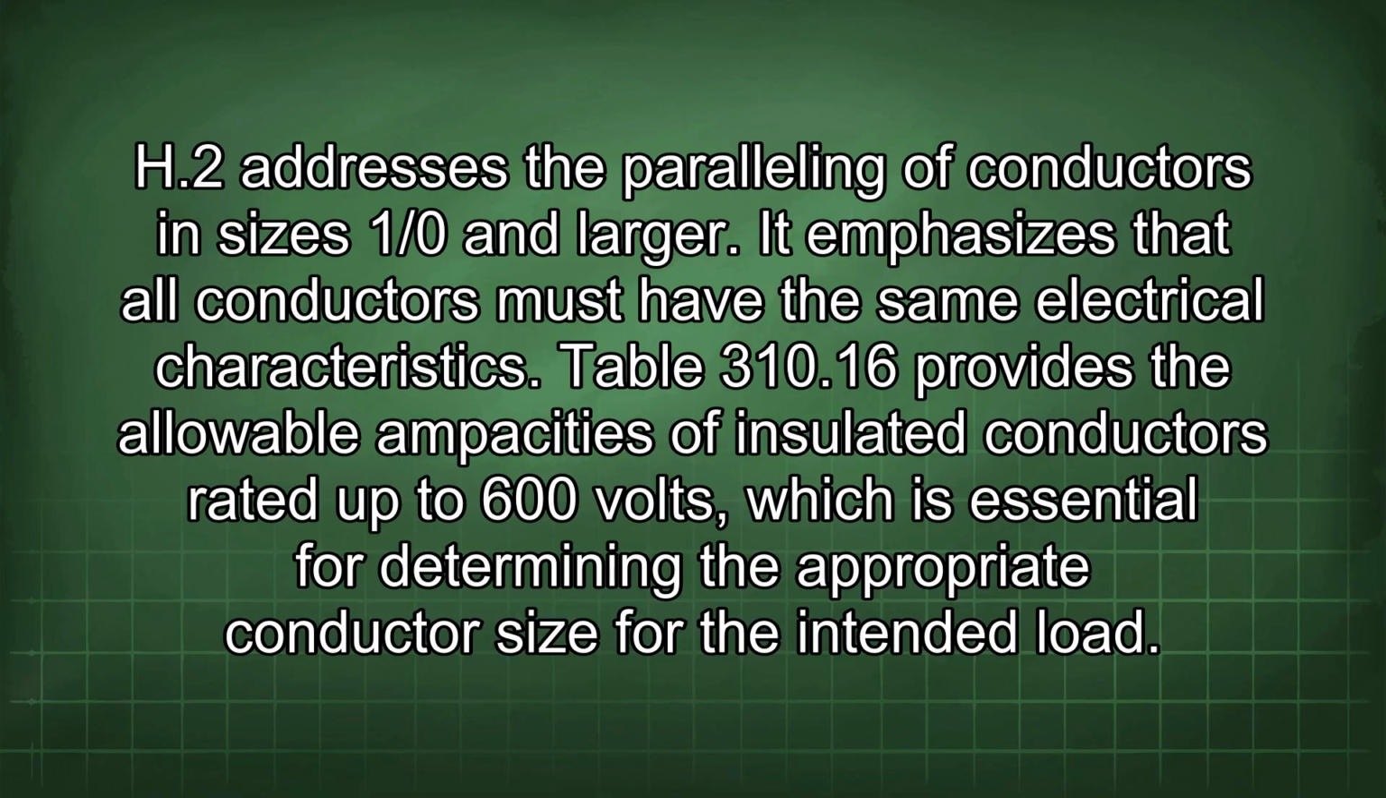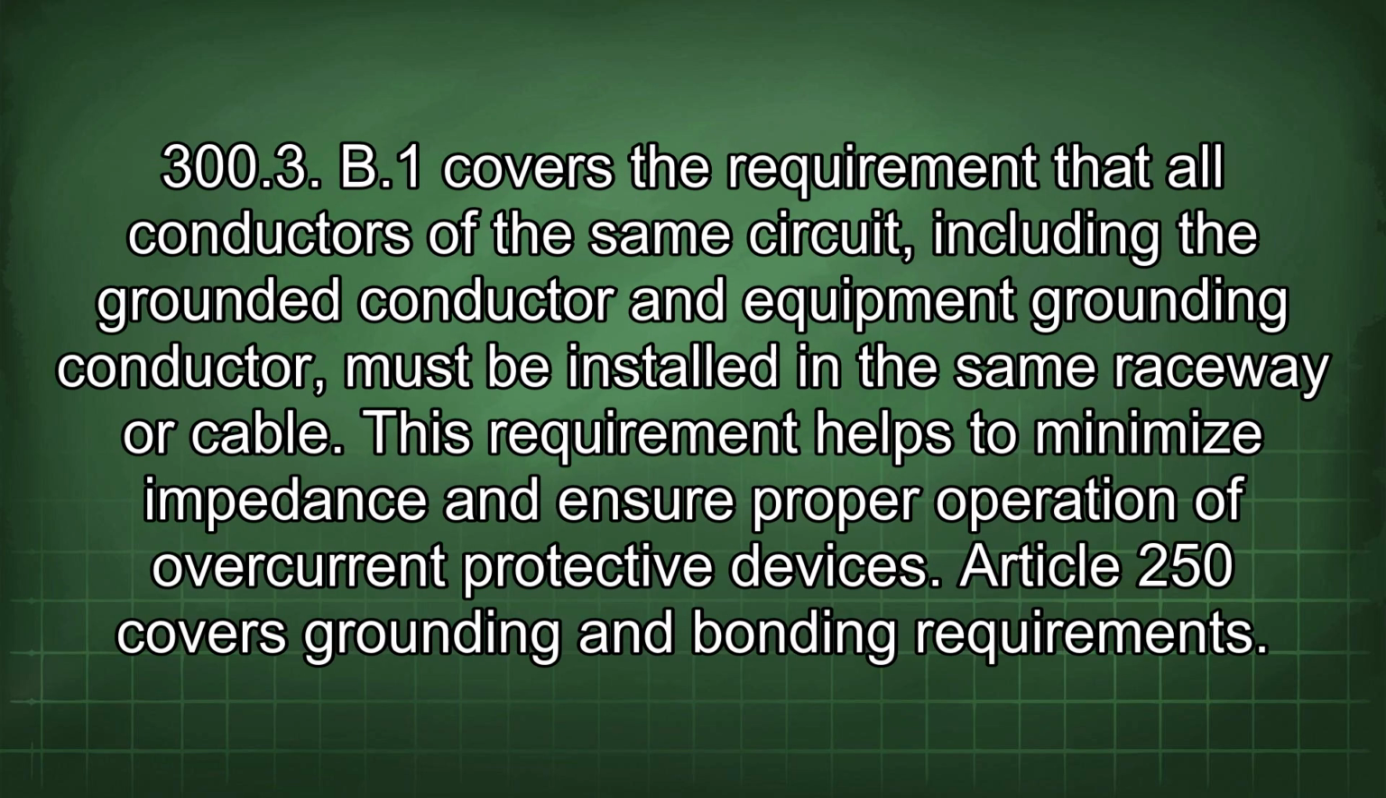It emphasizes that all conductors must have the same electrical characteristics. Table 310.16 provides the allowable ampacities of insulated conductors rated up to 600 volts, which is essential for determining the appropriate conductor size for the intended load. 300.3(B)(1) covers the requirement that all conductors of the same circuit, including the grounded conductor and equipment grounding conductor, must be installed in the same raceway or cable. This requirement helps to minimize impedance and ensure proper operation of overcurrent protective devices.